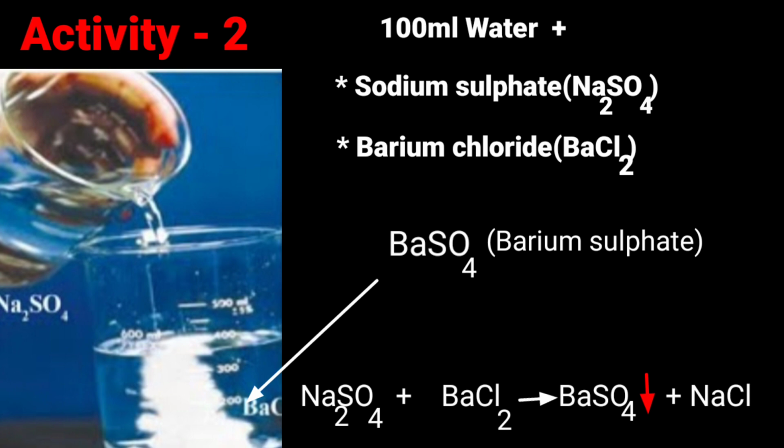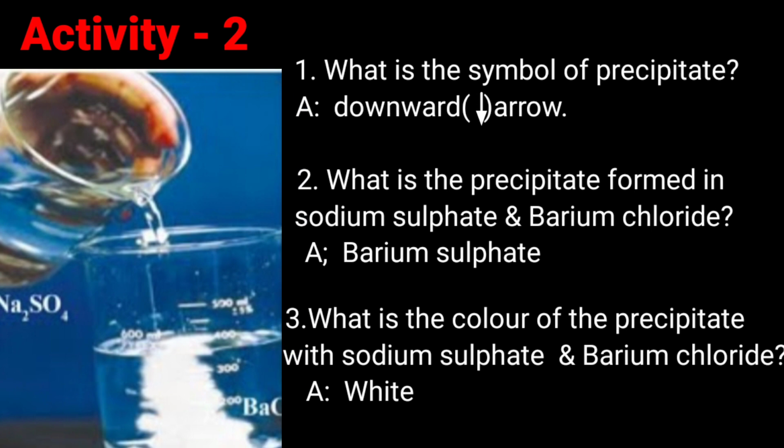Here are some questions. First question: What is the symbol of precipitate? Answer: downward arrow. Second question: What is the precipitate formed in sodium sulphate and barium chloride? Answer: barium sulphate. Third question: What is the color of the precipitate with sodium sulphate and barium chloride? Answer: white.